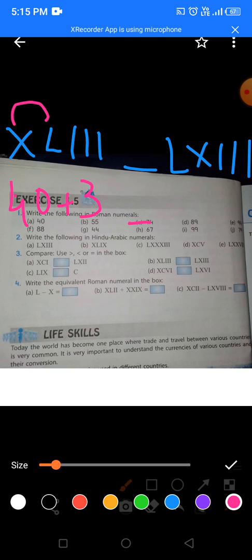Then again this is L, 50, and the X is towards the right. That means you will add it. This is nothing but 50 plus 3. Yes, you have added it. No, this is towards the left hand side. So 50 plus 10 is 60. So you will just make it 60. So this is 60 plus 3.